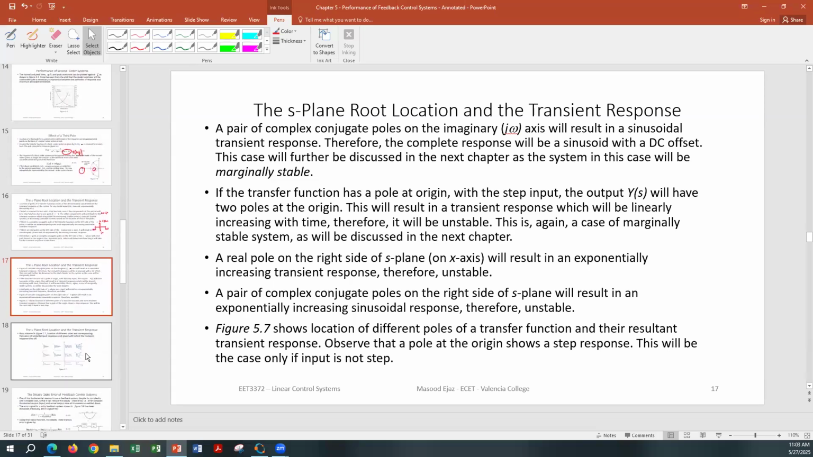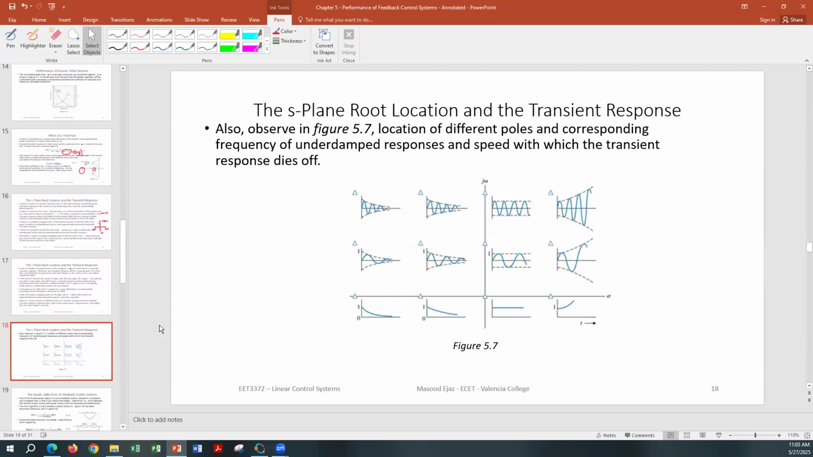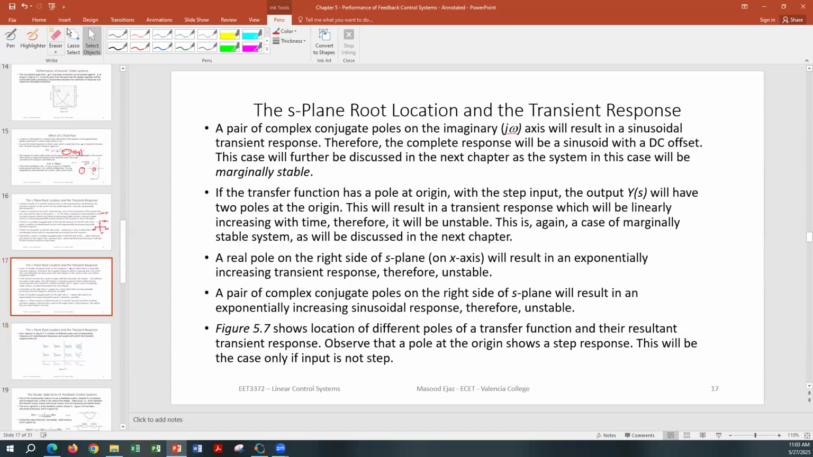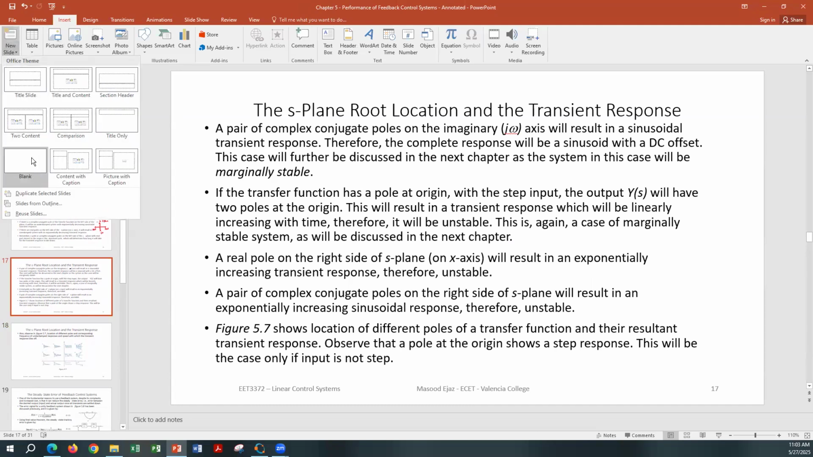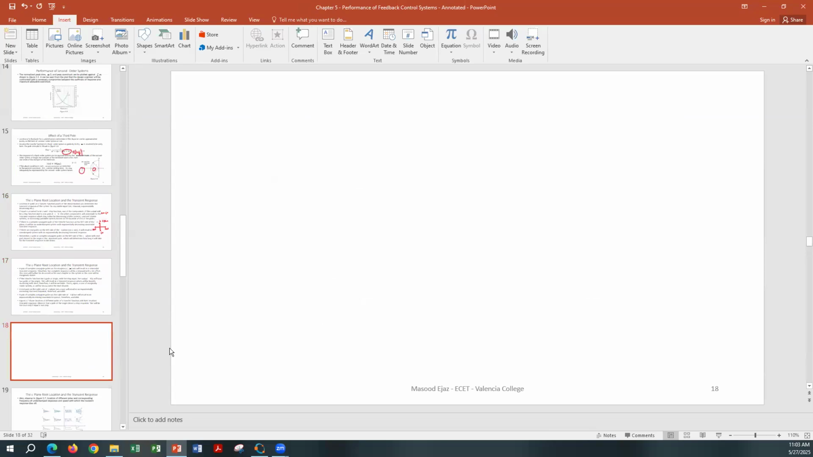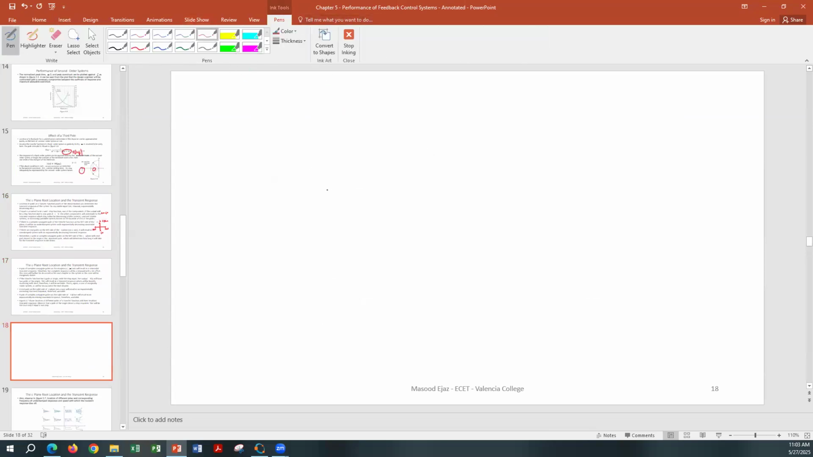So let's move to this figure and then discuss from this figure. Or maybe I can insert a slide and then explain it. Let's go ahead and insert a slide here. And then on this slide, I'm going to draw one by one and then discuss that.